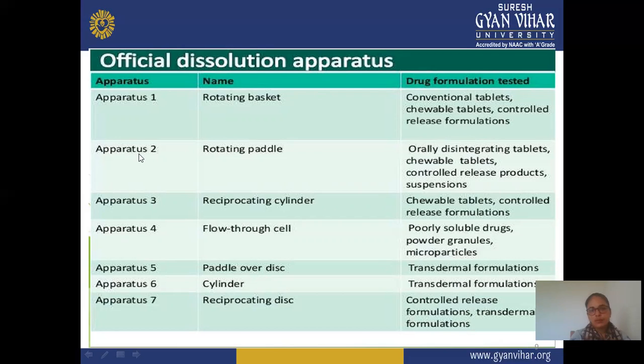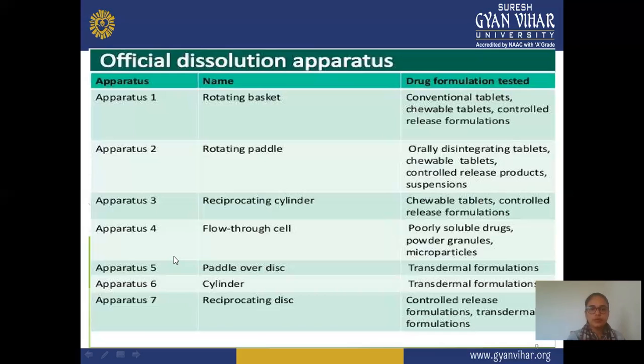In the second, apparatus 2, that is the rotating paddle. In this second type, orally disintegrating tablets, chewable tablets, controlled release products, or suspensions are used. Almost all types of formulation are similar, with little changes. Chewable and controlled release formulations are the same, but it also has orally disintegrating tablets as well as suspensions. Suspension is also used for this type of apparatus, the rotating paddle.